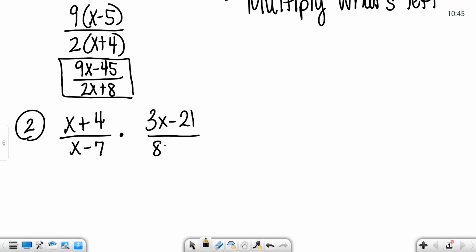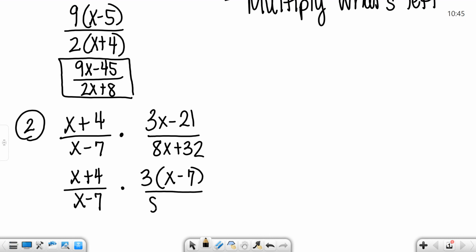Okay, so we're still multiplying on this one. Remember, our step number 1 says before we worry about multiplying, we factor all the numerators and denominators if possible. Well, the first fraction, you cannot simplify or factor the numerator or the denominator. So I'm going to leave this first fraction alone, my first expression. My second expression, I can factor out a 3 out of the numerator, and I can factor out an 8 in my denominator.